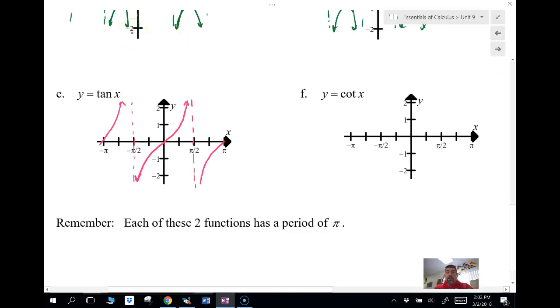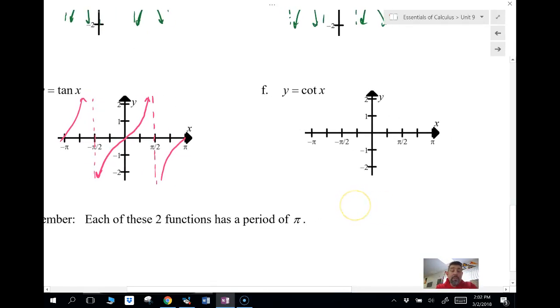Let's use purple. So purple for cotangent. Now, cotangent is going to look a lot like tangent, only we're going to move the asymptotes. So now the asymptotes aren't at pi over 2. They're at 0 and pi. That should make sense because cotangent is cosine over sine, and tangent is sine over cosine. So cosine can't be equal to 0 at pi over 2. Sine can't be equal to 0 at 0 and pi. All right, so we're going to do the same thing we did here.